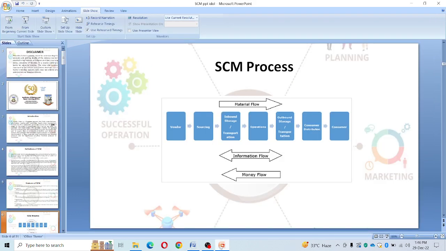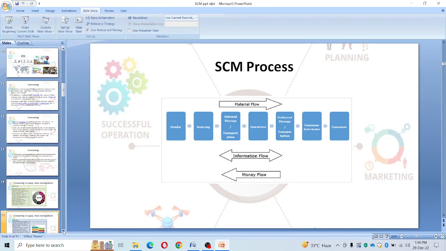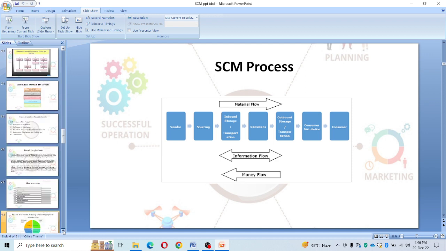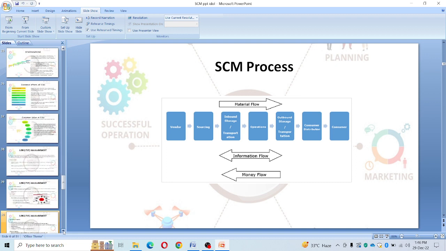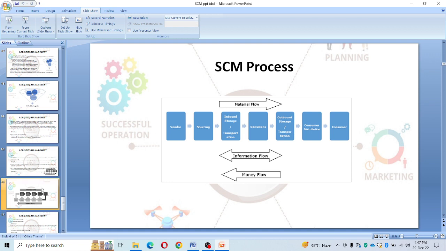This particular part we have already done in reverse logistics, in which we have discussed what are the elements which are involved in reverse logistics as such. We have seen the examples also. So the slide is very much here.